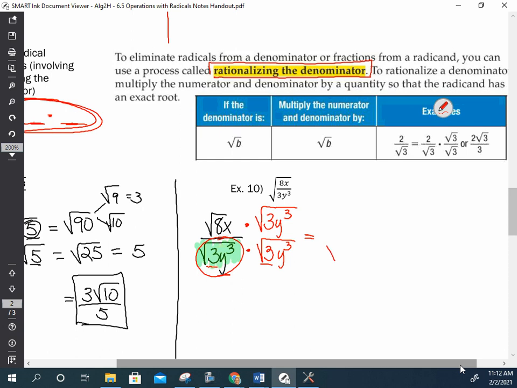So, again, check the denominator first to make sure that it does drop out. 3 times 3 gives you 9. Y to the third times y to the third is y to the 6. So the square root of 9 is 3. The square root of y to the 6, 2 goes into the 6 three times, so you end up with y to the third power.